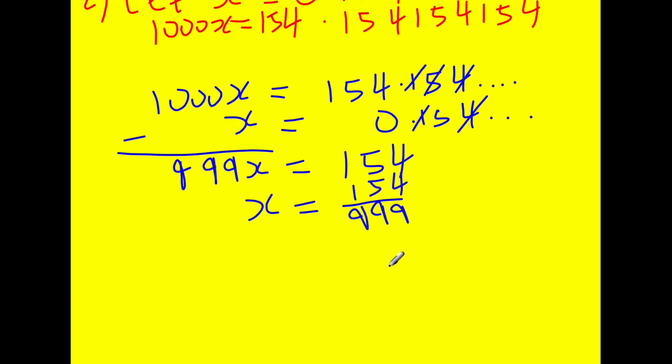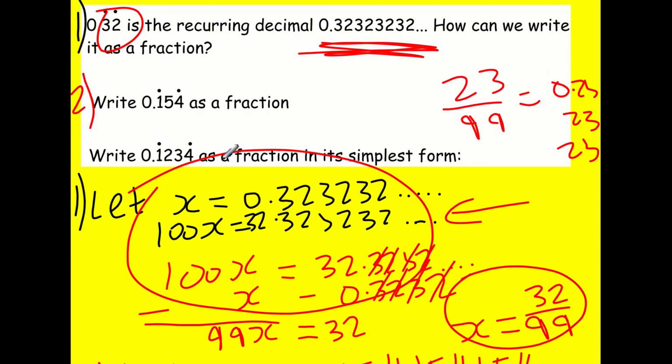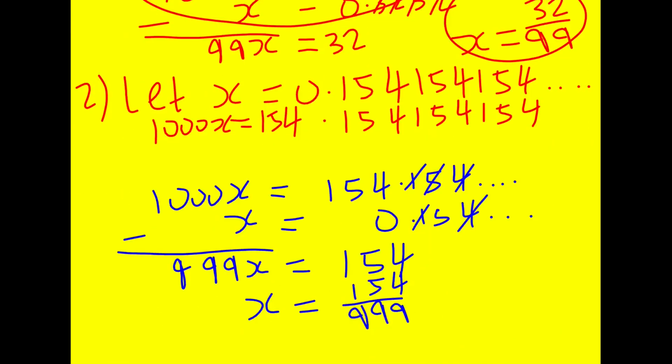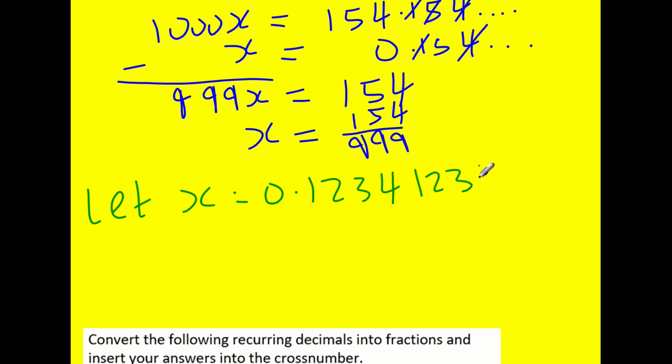So the third example is to write 0.1234 recurring as a fraction in its simplest form. So what I'm going to do is let x equal 0.1234, 1234. This time I'm not going to multiply by 10, by 100, by 1,000. I'm actually going to multiply it by 10,000.